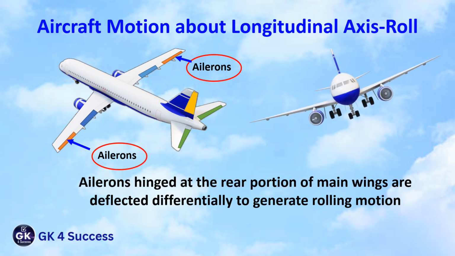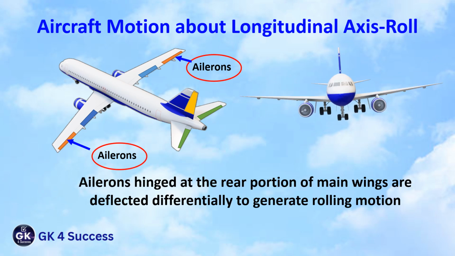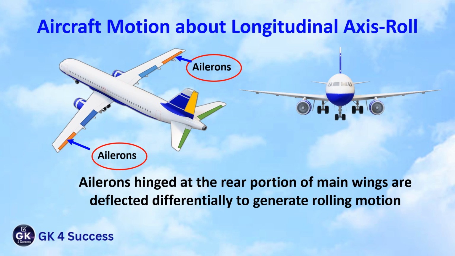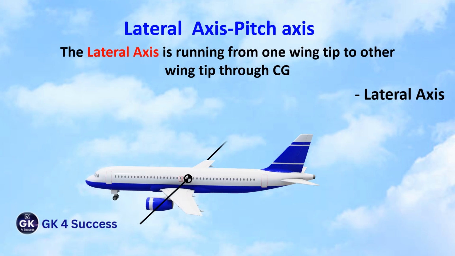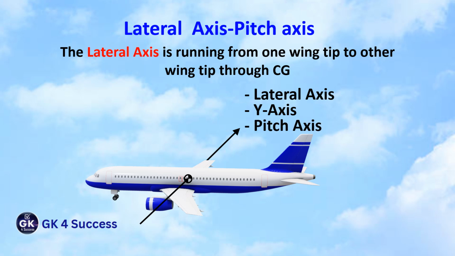Ailerons hinged at the rear portion of main wings are deflected differentially to generate rolling motion. The lateral axis is running from one wingtip to other wingtip through center of gravity. It is also known as y-axis or pitch axis.